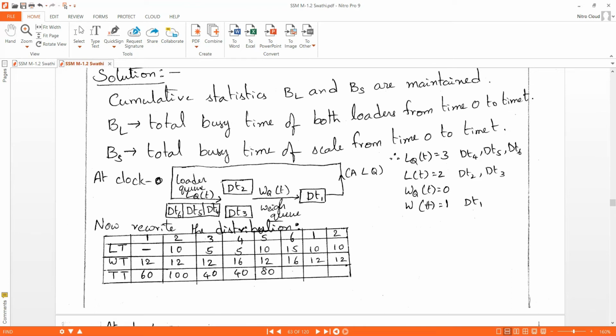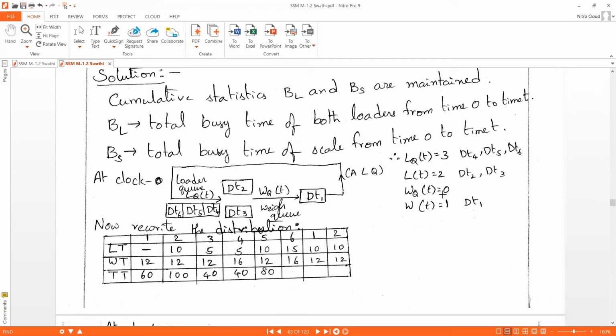So the statistics will be like this. At simulation clock time 0, LQ of t will be 3. LQ of t is the loader queue, that is 3. L of t is 2. How many trucks are at the loader? 2 trucks, that is DT2 and DT3. So we'll write L of t is 2.